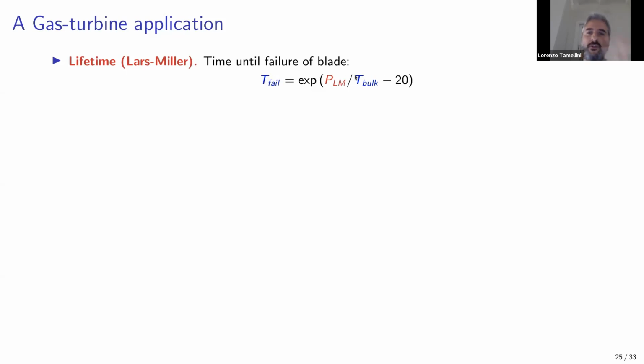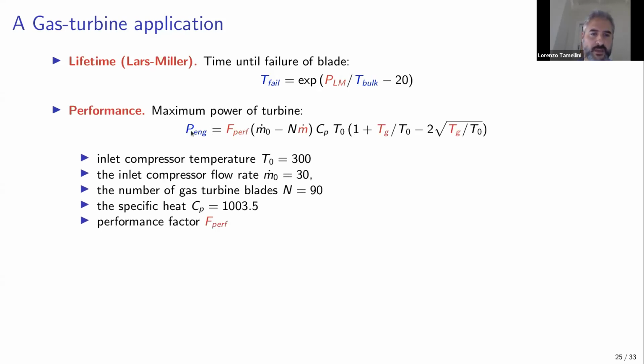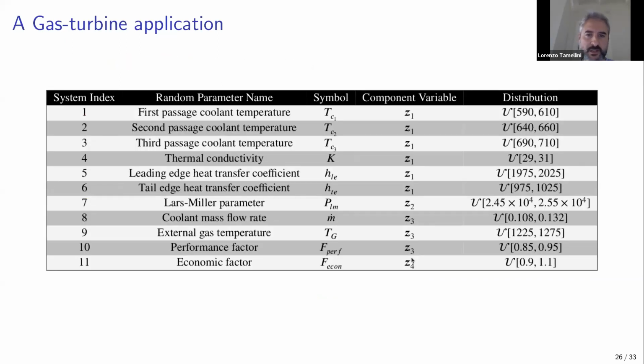Okay, and so there's this formula, proposed by these two persons. This formula depends on the bulk temperature and on this coefficient, which is uncertain, and the output is the failure time. There's another model for the performance of the blade. The performance depends on a bunch of external parameters, these 4 things in red. I don't want to go into the details of what these parameters are, but the output of this model is the power of the turbine. So eventually what you care about is the revenue of the operating gas turbine. The revenue depends, again, on a certain external parameter, on the failure time, which comes from the lifetime model, which comes from the heat transfer, times the power of the turbine, which depends on this bunch of random parameters, times another coefficient, okay? And this is the list of external parameters.